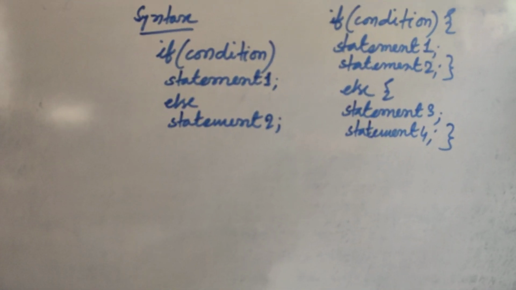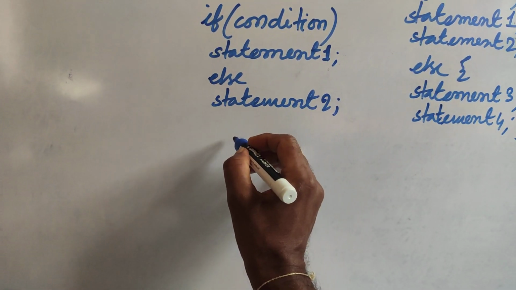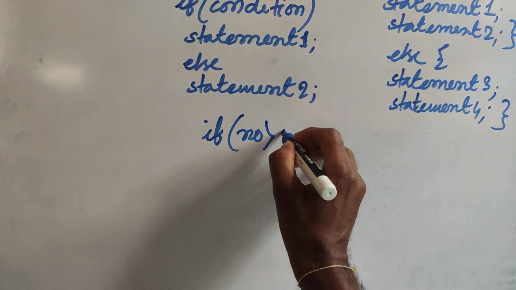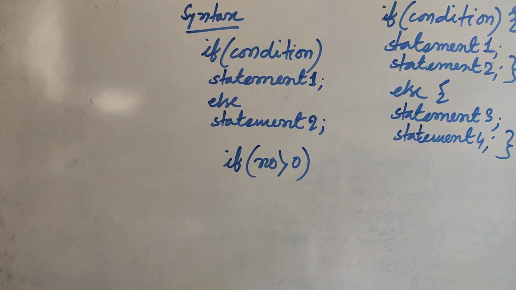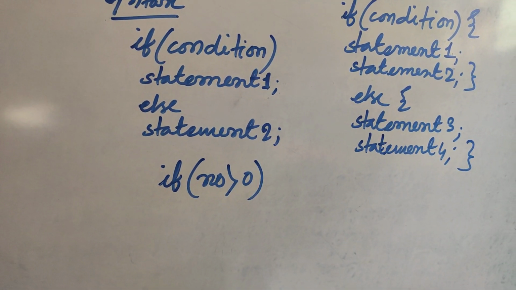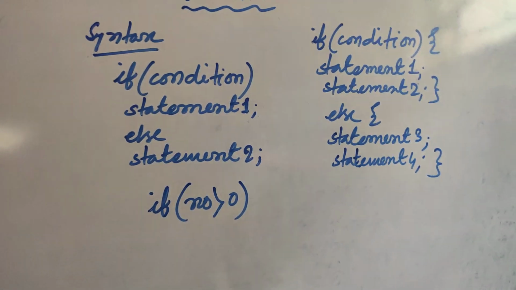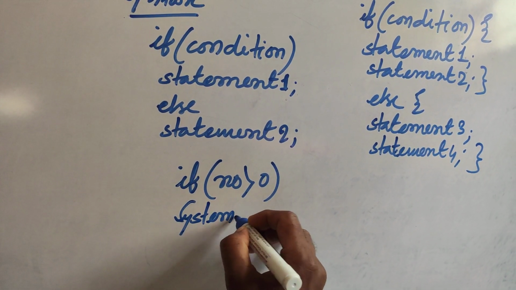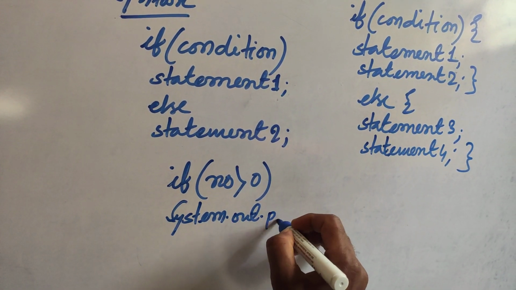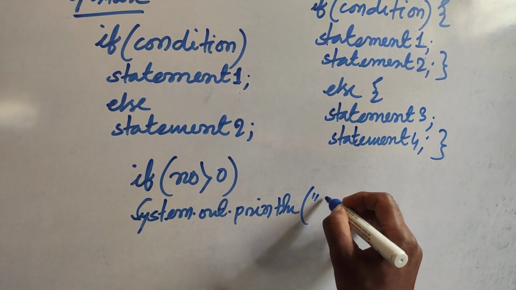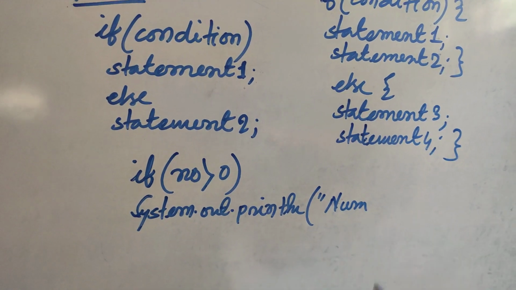Now example. If number greater than 0. You write a program to input a number and check whether the number is a negative number or a positive number. In that case, System.out.println, number is positive.